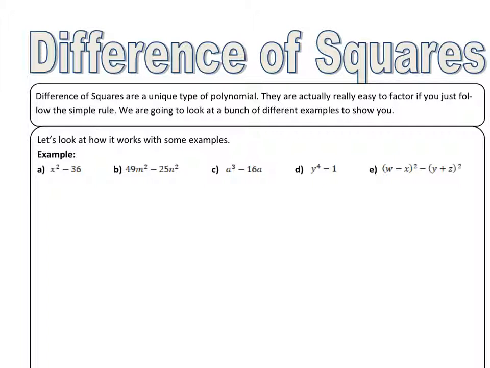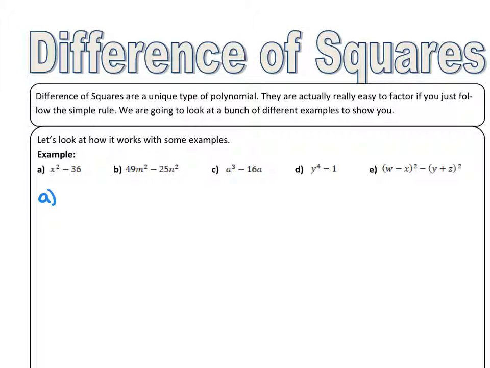So we'll do a couple different examples, see how it works, and then there's lots of practice for you guys. So I'm going to show you how it works with a couple of examples. The first one is super easy. So x squared minus 36.